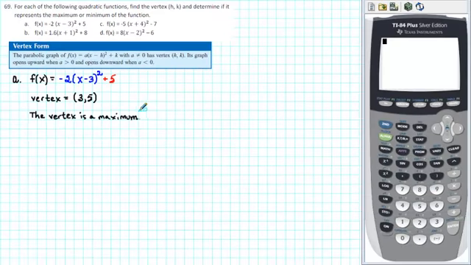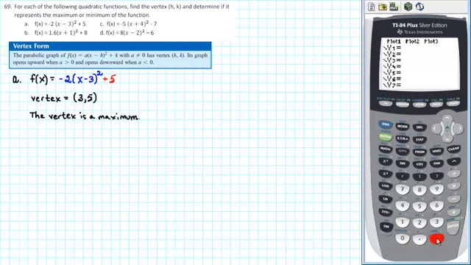We can use our calculator to visually see that this is correct. Go to Y equals and enter the function -2(x - 3)² + 5. And then create a good viewing window. I'm going to go to Zoom and select number 6, ZStandard. Notice that the graph is a parabola that opens down, and therefore it has a maximum. The maximum occurs at the vertex, and the vertex is (3, 5).